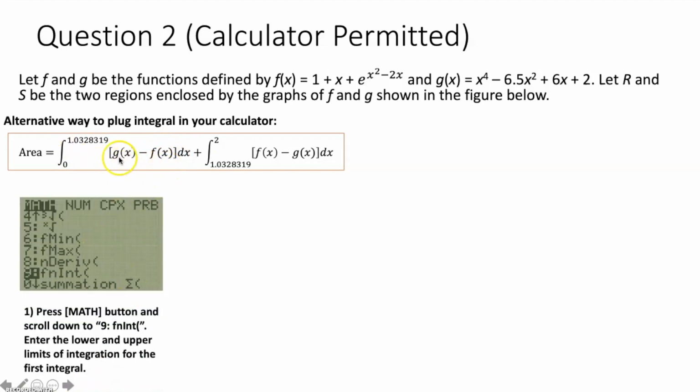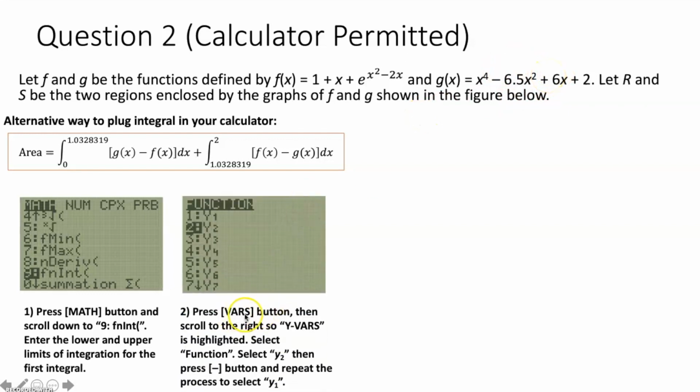So what we could do to evaluate each of these definite integrals is set up your definite integral like you normally do. Press the math button, then scroll down to 9, the integral function. Press enter, then enter your lower and upper limits of integration. But instead of plugging in g of x, this whole function up here, what you can do instead is press the vars button, V-A-R-S, the variables button. Then scroll over to y variables, and then scroll down to whichever one you want.